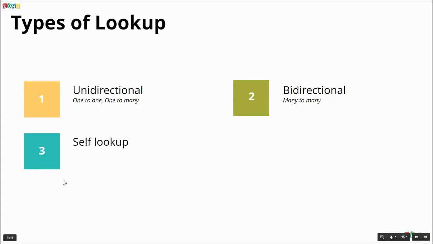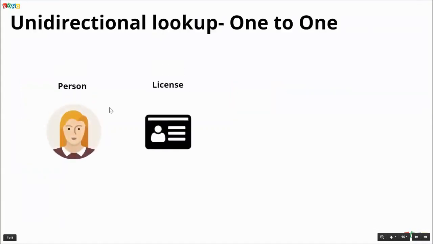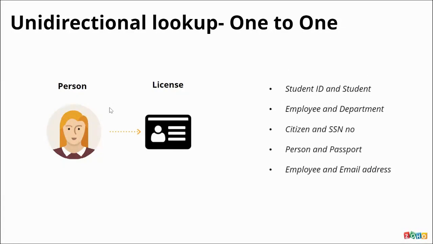And the third one is a self lookup. So here the self lookup would have reference to the same form. So let me explain this in detail. Coming to the unidirectional type. Here, let's take a one-to-one relationship within unidirection. Okay, let's take two entities. One is a person and another one is license. So one person can be associated to one license, or a license can be associated to only one person. So this falls under the one-to-one category.